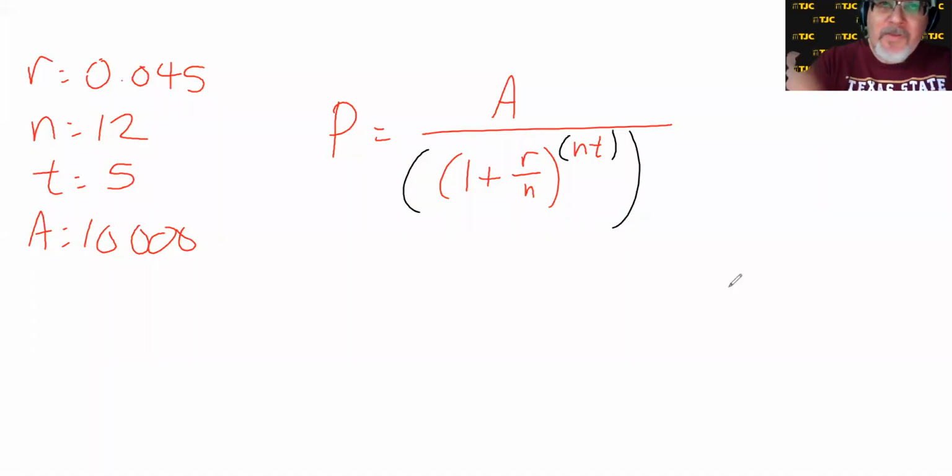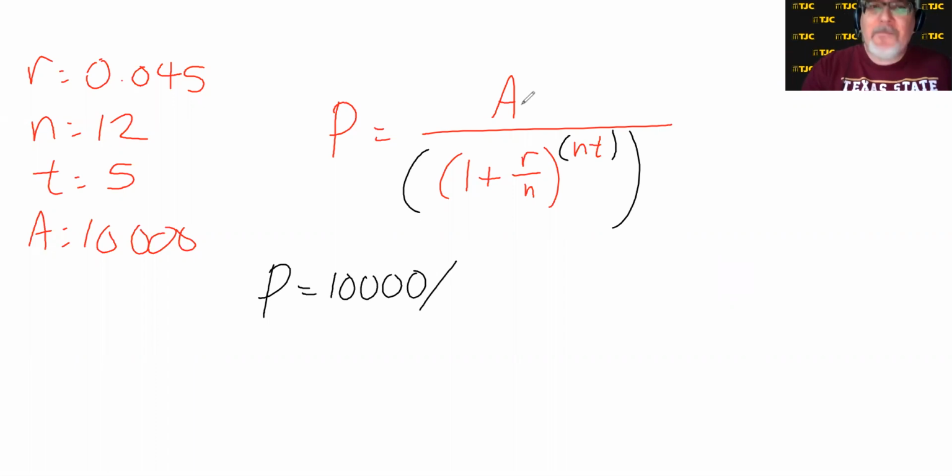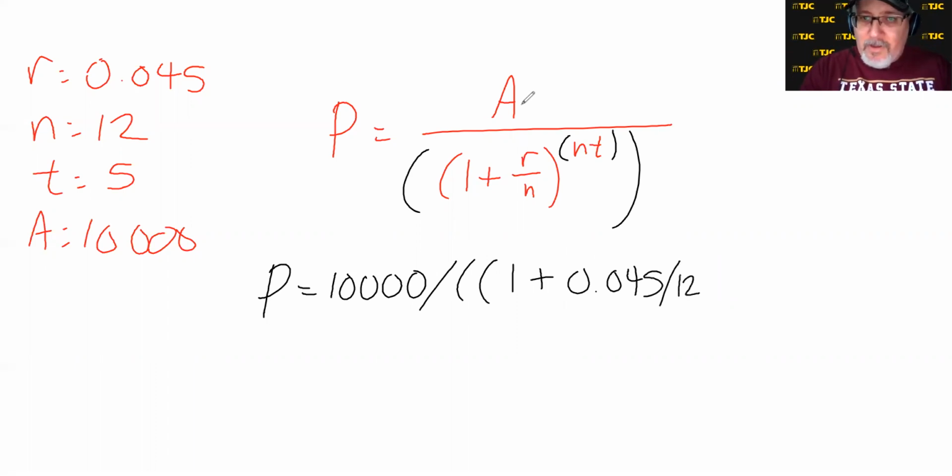Okay, here's our formula. Let's see what it looks like when we write it. I'm going to write this from left to right by just reading the formula and putting the numbers in when necessary. P equals, the top is A, but A is 10,000, divided by, there are 2 open parentheses on the bottom at the beginning, 1 plus R, 0.045 divided by N, which was 12. Close the red parentheses here.